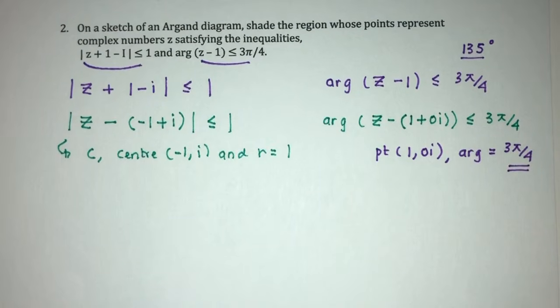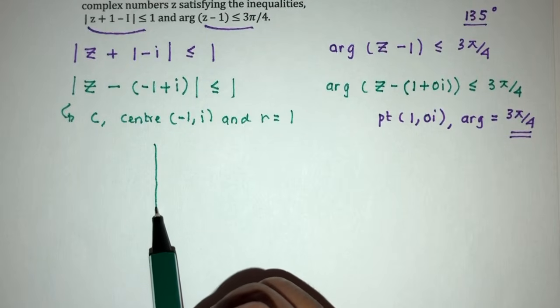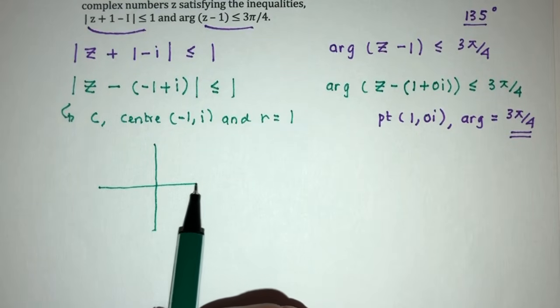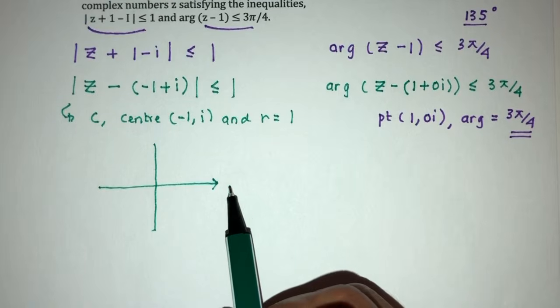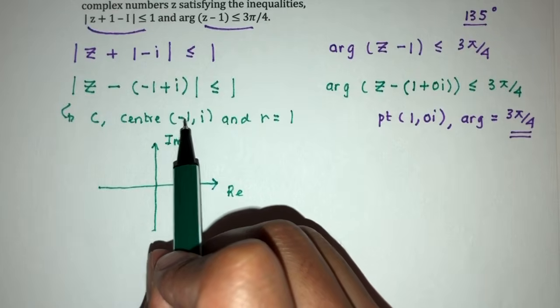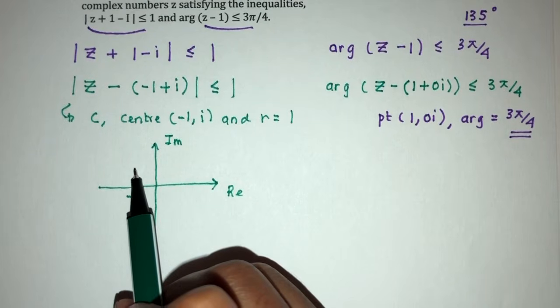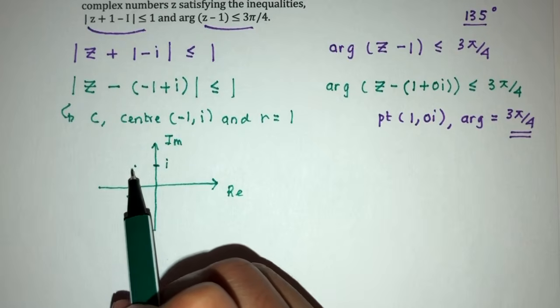Now let's draw the two separately first to have an idea what's going to be, and then we join them together and see where they meet. For example, if I were to draw this, that will be my vertical axis, and this is the horizontal axis. This will be my real axis, and this will be my imaginary axis. The center here will be minus 1. Let's call this minus 1, and I will be somewhere over here.